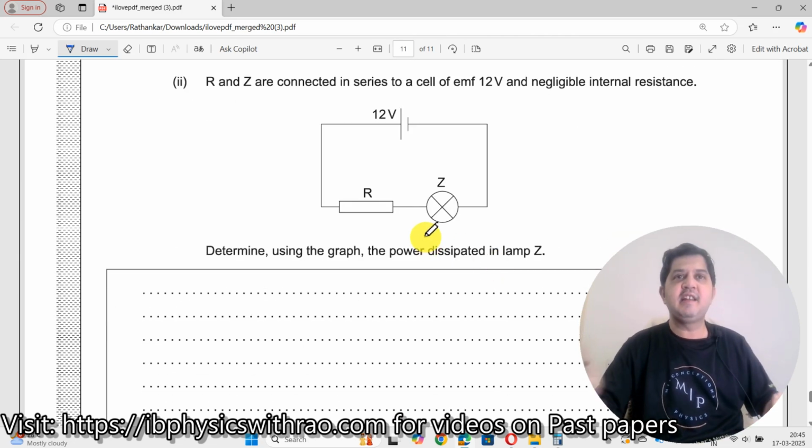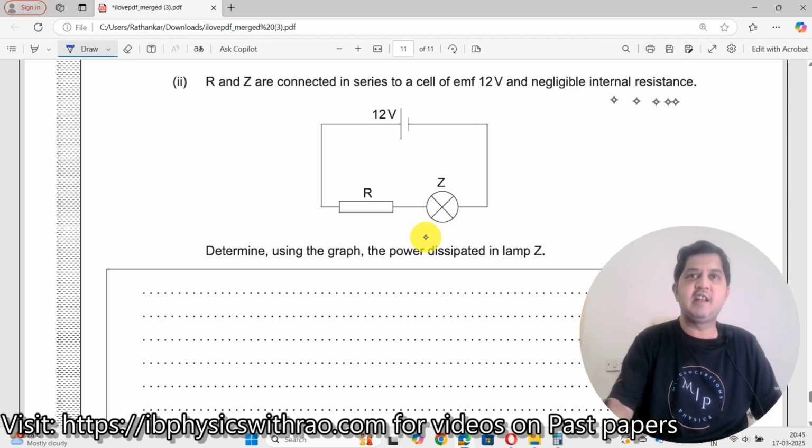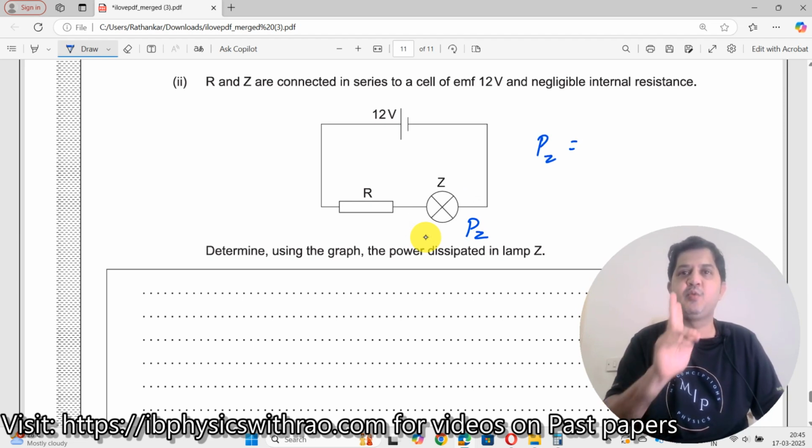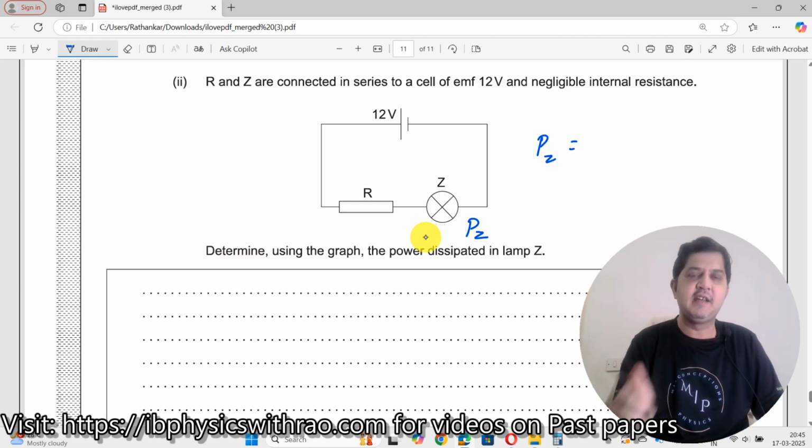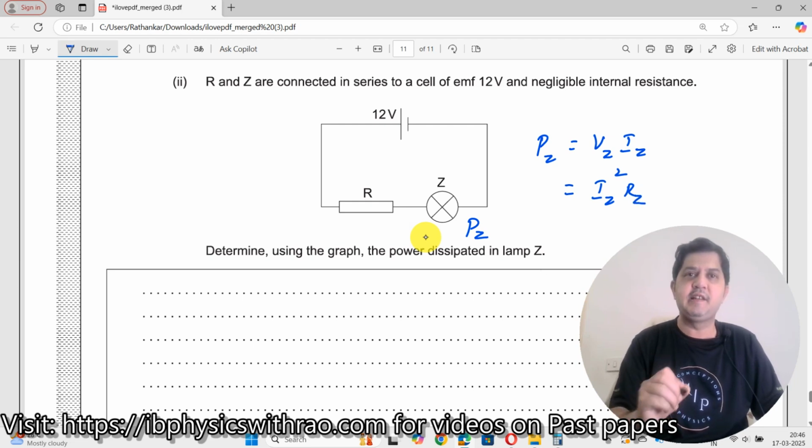R and Z are connected in series to a cell of EMF 12 volt and negligible internal resistance. Determine using the graph the power dissipated in lamp Z. So how do we do it? Whenever there is a series circuit, the power dissipated can be calculated by two methods. In fact, you can do it by three methods, but the easiest is two. One is VZ IZ, or you can say IZ square multiplied by RZ. You can do it by either of them.